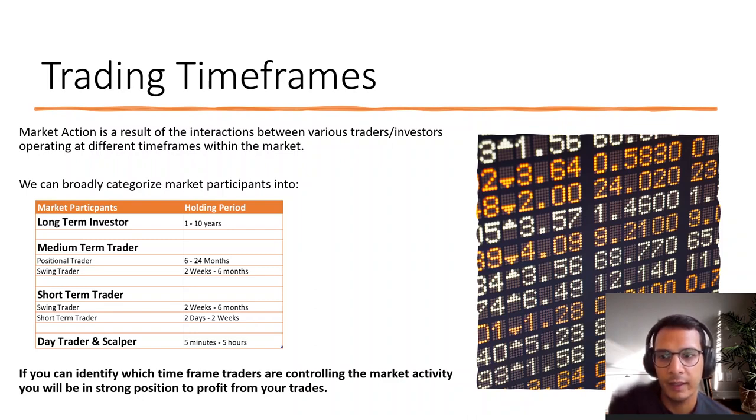Then a third category, short-term trader. So that can have again swing traders and short-term traders. A short-term trader is anyone who holds positions from 2 days to up to 2 weeks. Then finally, you have the day trader and scalper, who will hold positions anywhere from a few minutes or a few hours and will typically close it at the end of the day.